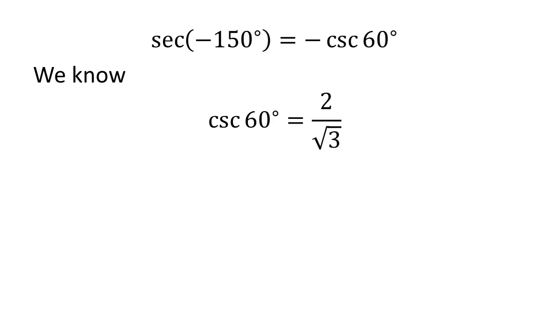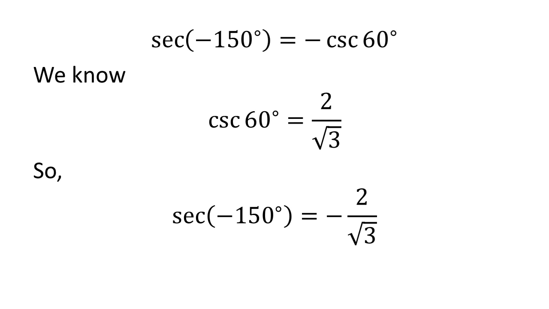We know the value of cosecant of 60 degree is equal to 2 upon square root of 3. So we get the value of secant of minus 150 degree is equal to minus 2 upon square root of 3.